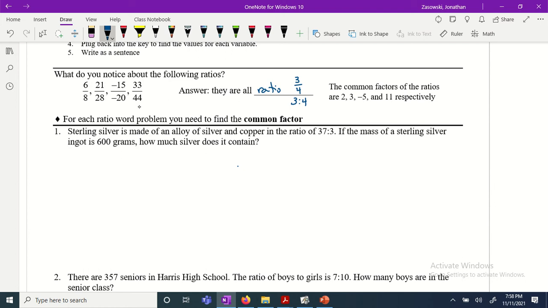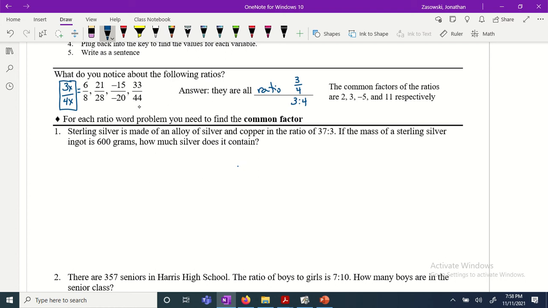So what we're going to do is figure out what the scale factor is. We're going to want to create a ratio using x as our quantities, and then we just need to figure out what we are multiplying 3 and 4 by to get these numbers. That's essentially the process. So this x is called the common factor or the scale factor. We're going to call it the common factor.